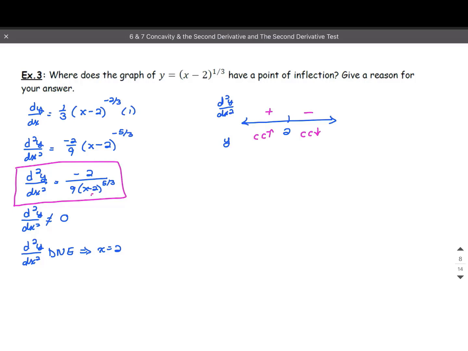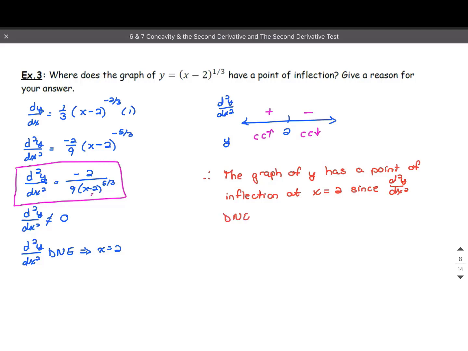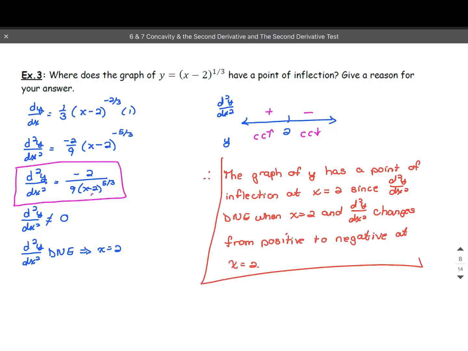So now we're ready to say that the graph of y has a point of inflection at x equals 2, since the second derivative of y with respect to x twice does not exist when x equals 2, and the second derivative of y with respect to x twice changes from positive to negative at x equals 2. And all of that is needed for your answer.